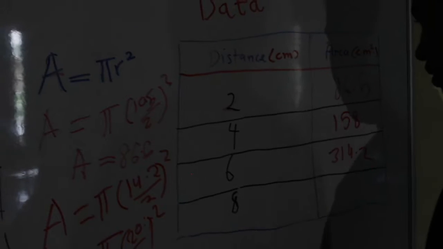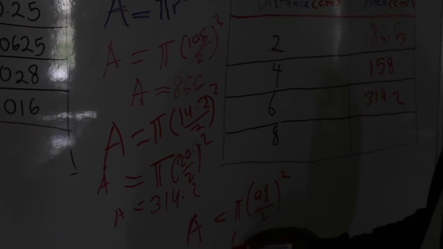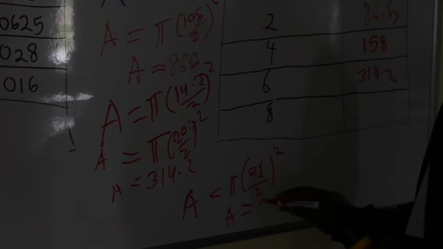Then 8 centimeters away from the light source. The diameter is approximately 21 centimeters. So pi times 21 over 2 squared, which is 346.4.